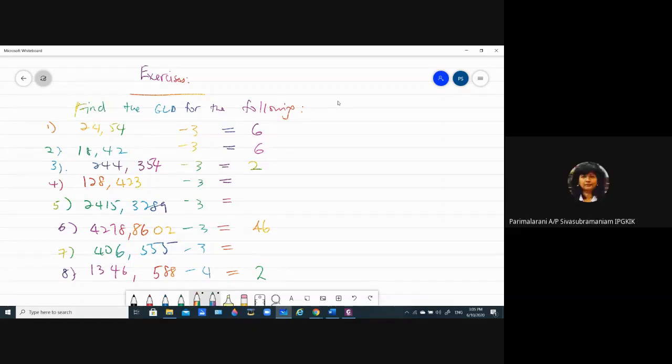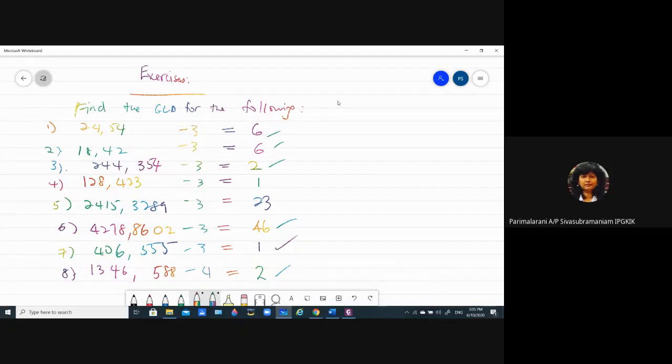Anybody? Number 4? Number 5? Okay, number 4 is 1. If you got 1, all this is correct, okay? 46 and 2. Number 4 is 1. Number 5? I think it's 23. Okay, you check the answer later. Number 7 is 1. Correct. Okay, so if you can do this, then it's good.